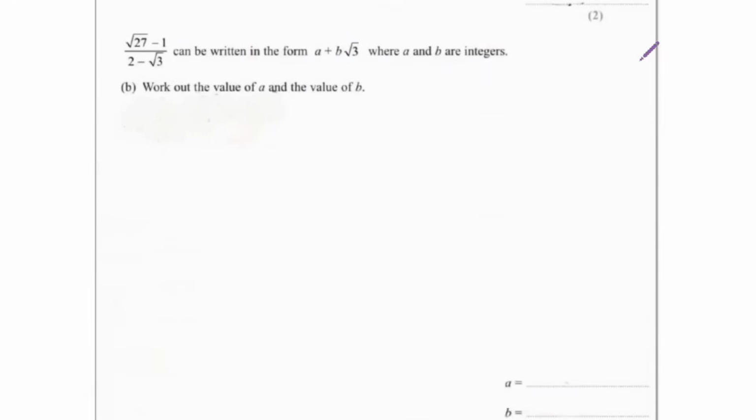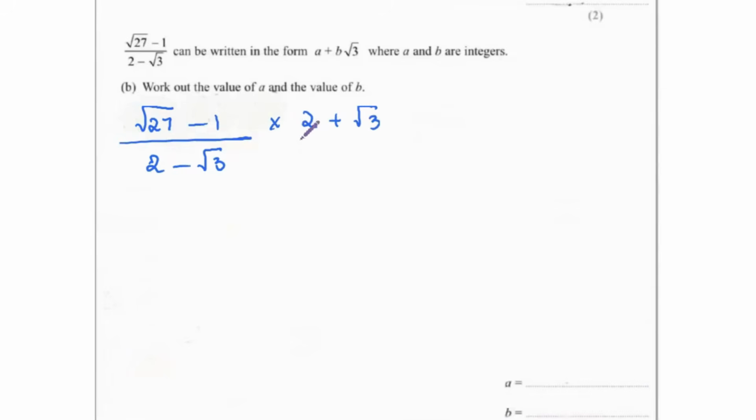Then same thing, but now the fraction is slightly different. Square root of 27 minus 1 over 2 minus root 3 can be written in the form of a plus b root 3, where a and b are integers. We have to work out the value of a and b. So what we will do over here is multiply and divide the fraction by the denominator, but now the sign in the middle will be opposite.